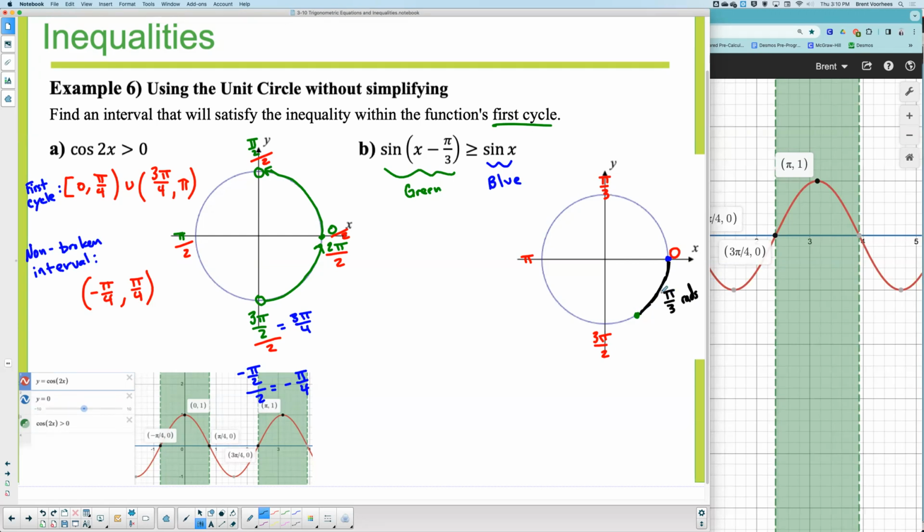Pi over 3 radians. That's the distance. That's how many radiuses it would take to go from there to there. So what we want to know is when, as I move along this circle, would I have a value that the green dot is higher than or equal to the blue dot? And I'm going to try my best to see if this functions right.